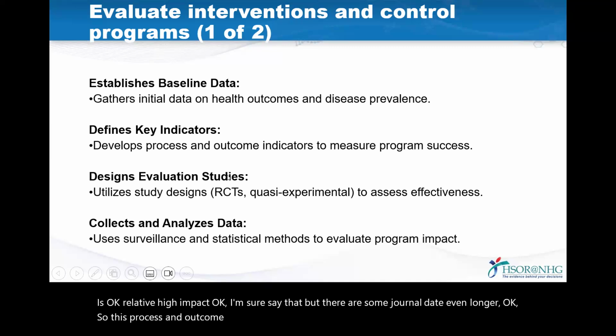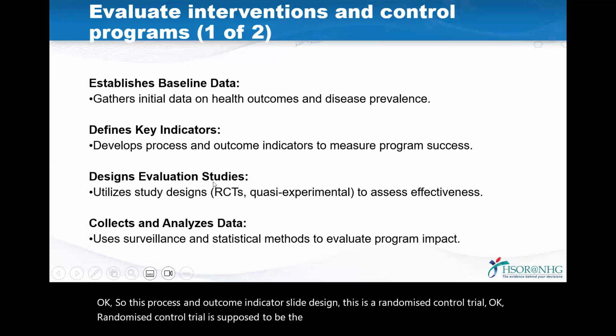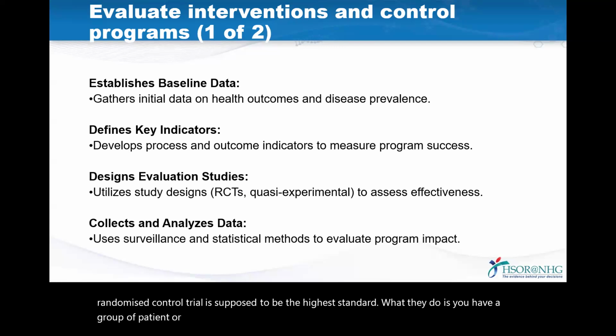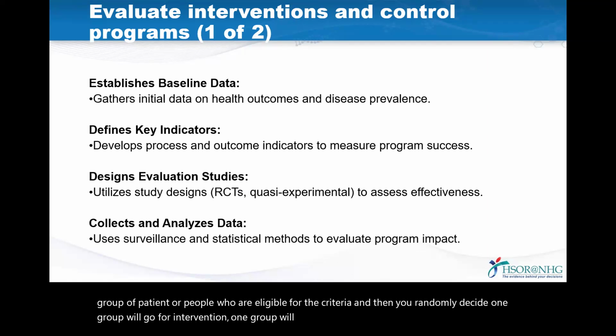Study design. This is a randomized control trial. A randomized control trial is supposed to be the highest standard. What you do is you have a group of patients or people who are eligible for the criteria, and then you randomly decide one group will go for the intervention, one group will not. Why is a randomized control trial the best, or one of the highest levels of evidence? Anyone know?